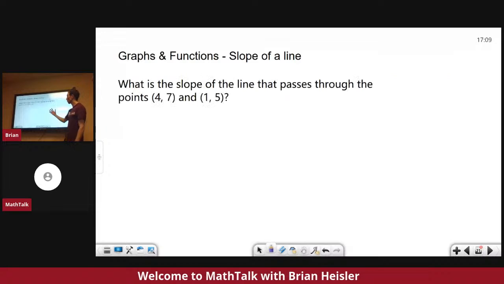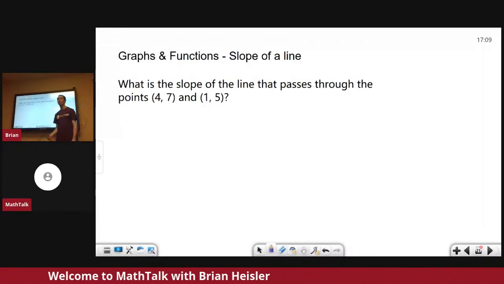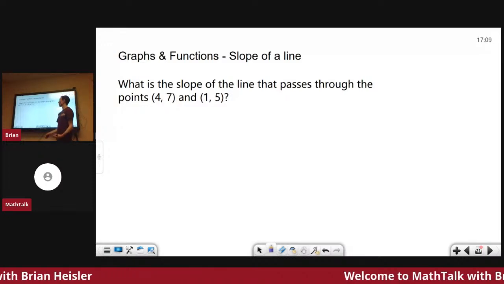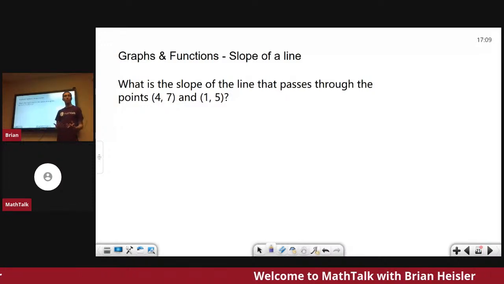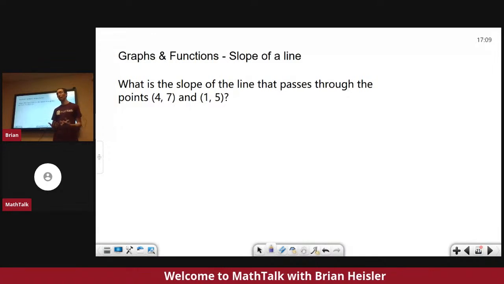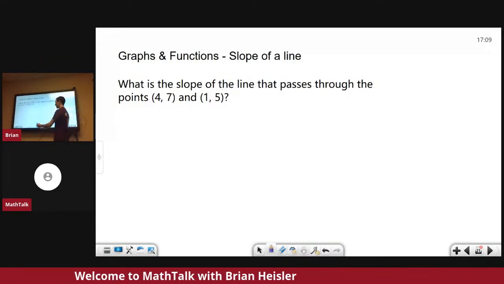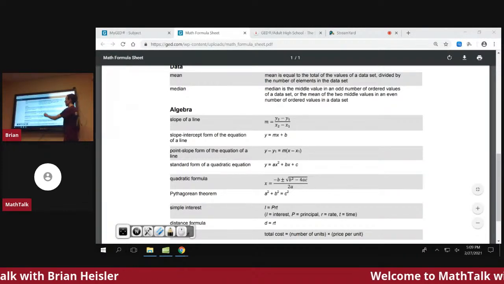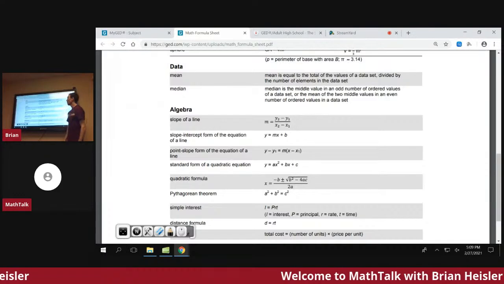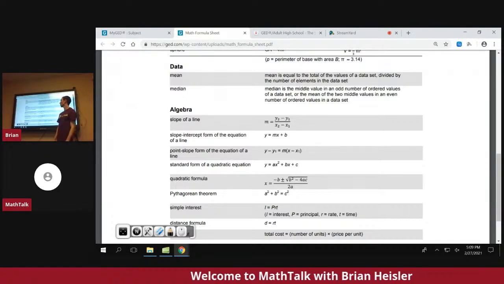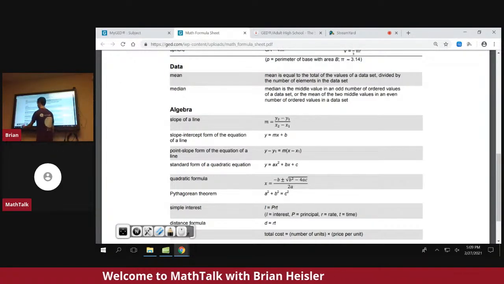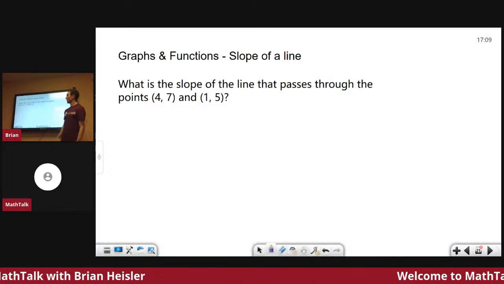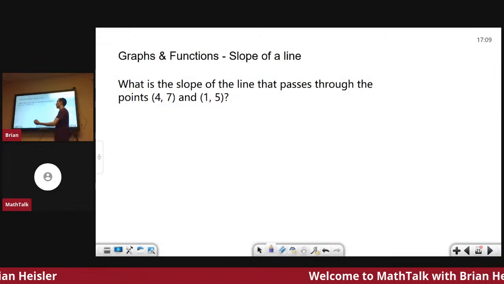So with that being said, let's look at the slope of a line that passes through these 2 points, (4, 7) and (1, 5). To find a slope, there's got to be an equation for slope. And of course there is, and of course it is on my awesome GED formula sheet right here. m equals y2 minus y1 over x2 minus x1. So I'm going to use that to figure out the slope of this. The y's and x's are just the x and y values of these points.